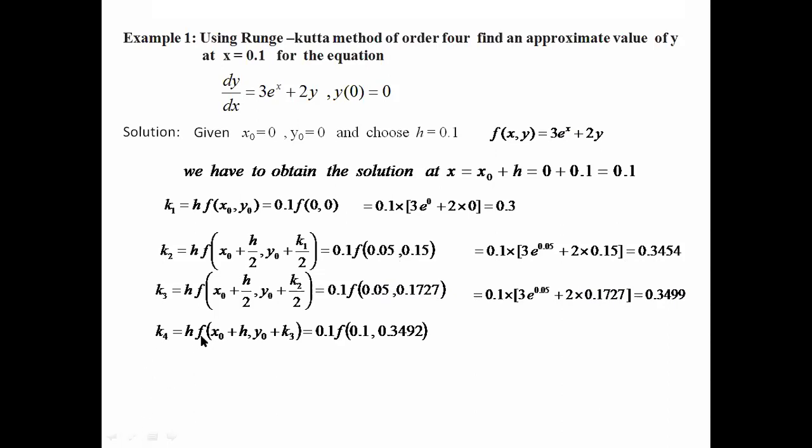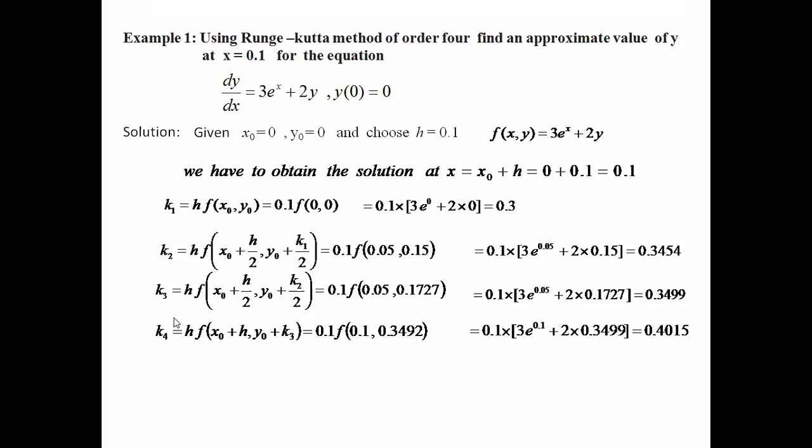Finally, get the value of k4. What is k4? It's h into f of x naught plus h, comma, y naught plus k3. You should know that all these values are nothing but finding the slope of the curve at nearby points. But in the modified method, at a distance of 2 points, you are finding the slope. That's the difference between these two. So if you simplify, we get this value is 0.4015.